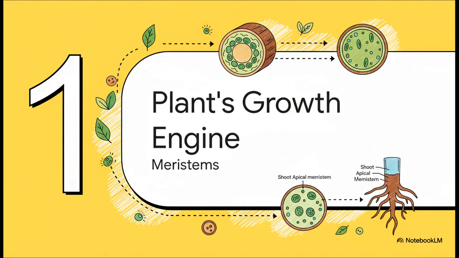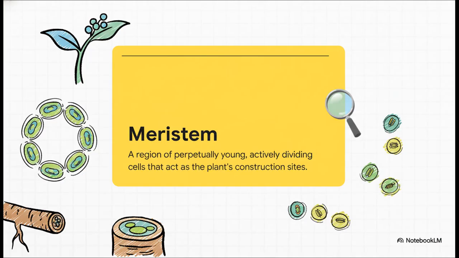Every big structure has to start somewhere, right? There's a plan, there are construction sites. For plants, it all kicks off with their growth engines. These are really specialized zones called meristems. So, what's a meristem? Honestly, just think of them as the plant's permanent construction sites.